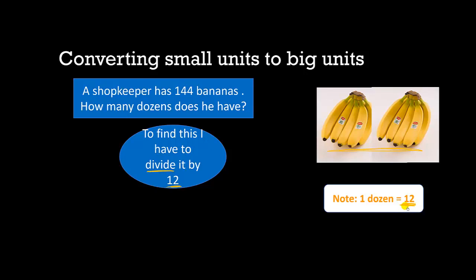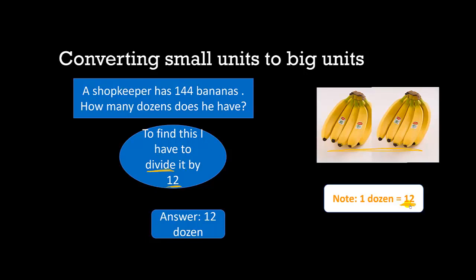And if you calculate it correctly, 144 bananas divided by 12 is equal to 12 dozen. So that means the shopkeeper has 12 dozen bananas. So the main idea to convert small units to big units is just to divide it by the conversion factor.